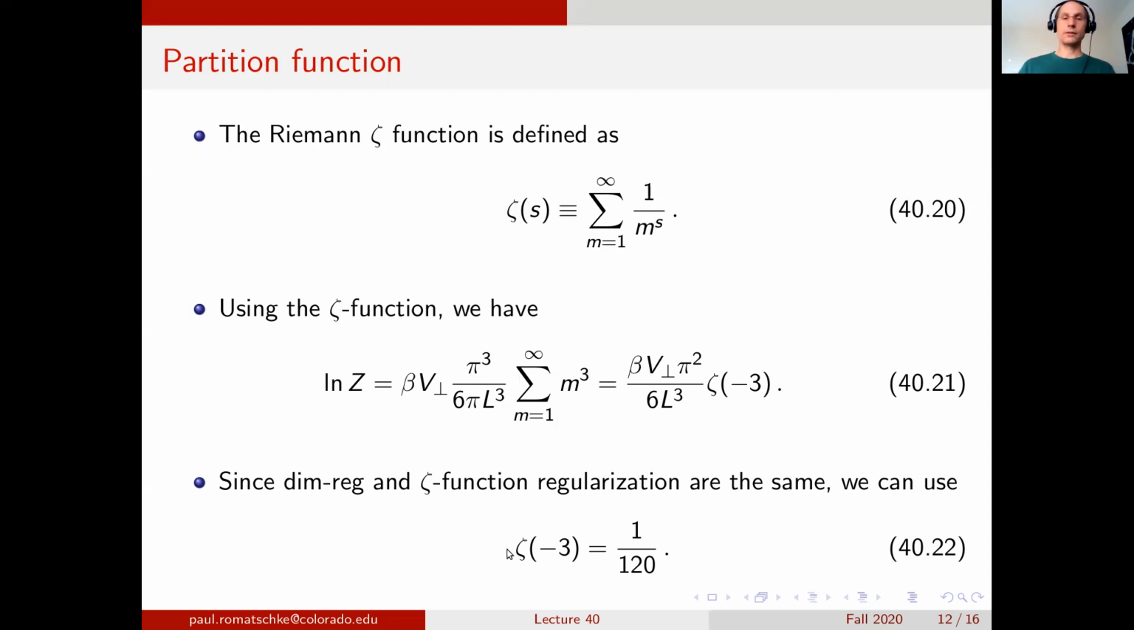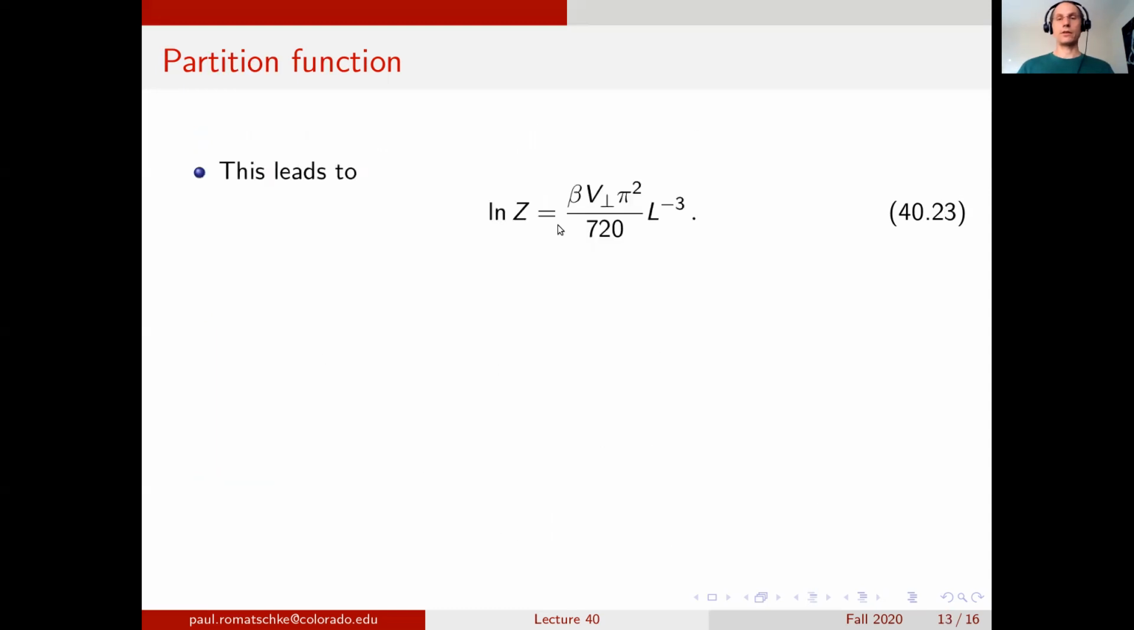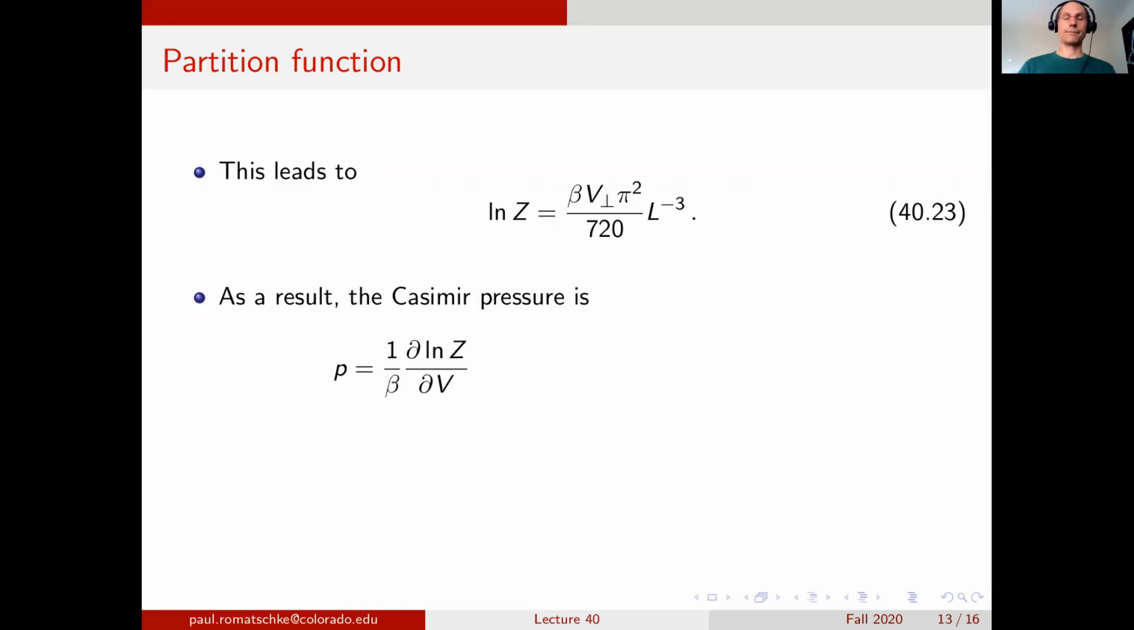So this clearly simplifies our result. We get that the partition function is just a finite result. It's beta, area of the plate, pi squared over 720, L to the -3. We can calculate the pressure, the so-called Casimir pressure for the system.